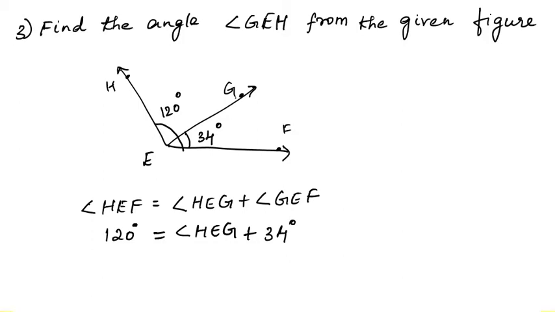So we need the value of angle HEG. So take 34 degree to the other side. So we get 120 degree minus 34 degree. So the value of angle HEG, we get 86 degree.